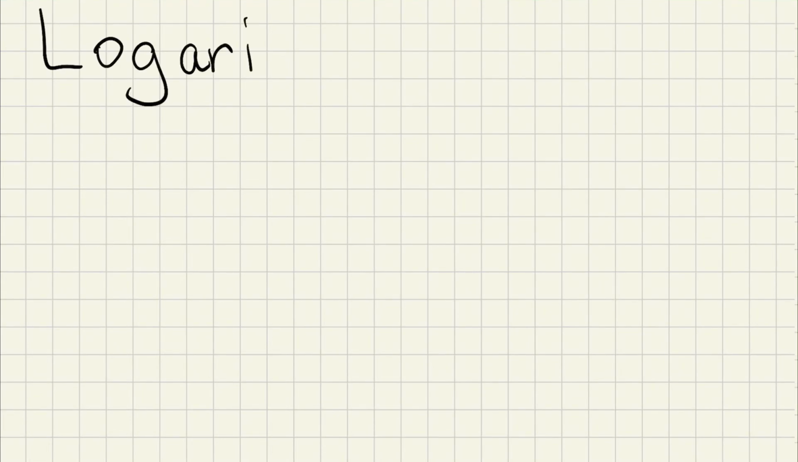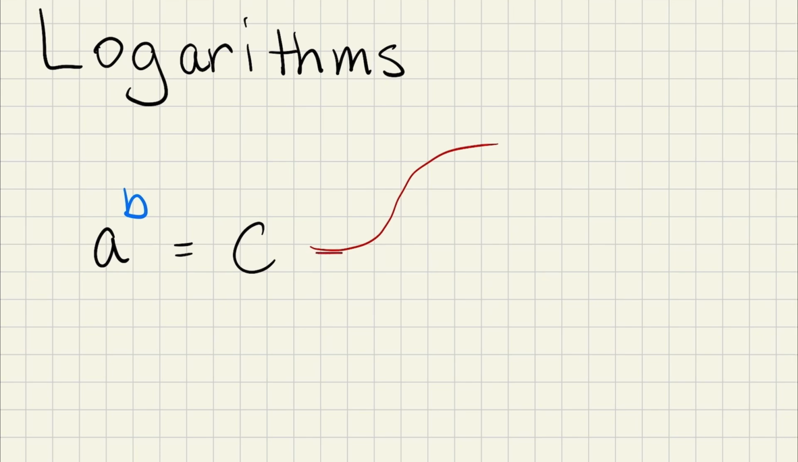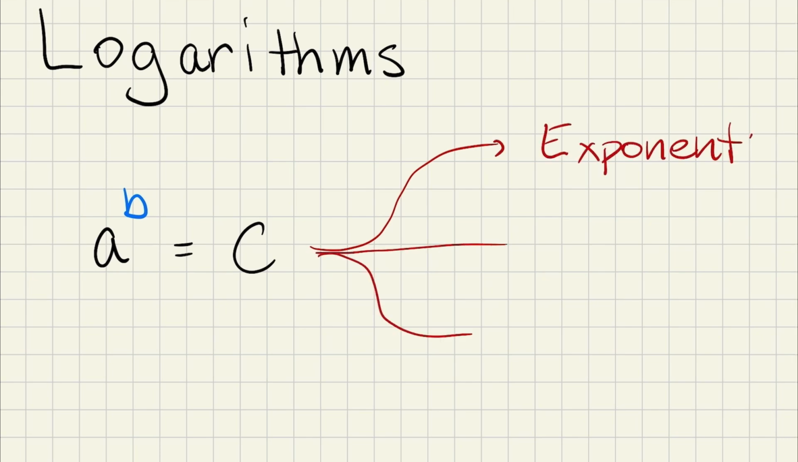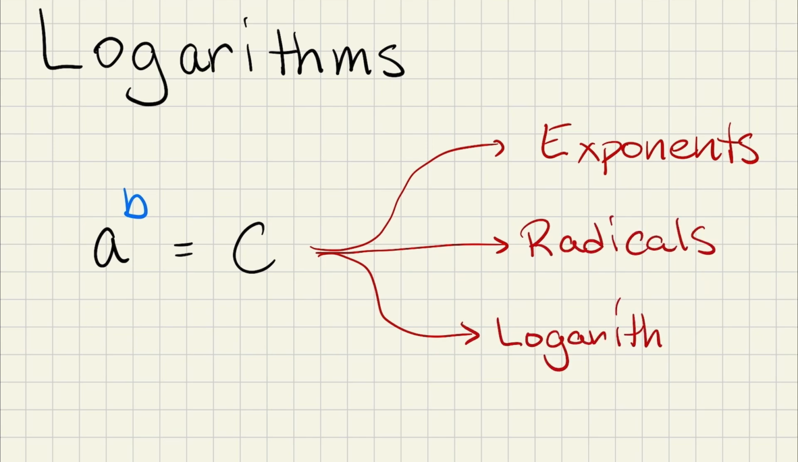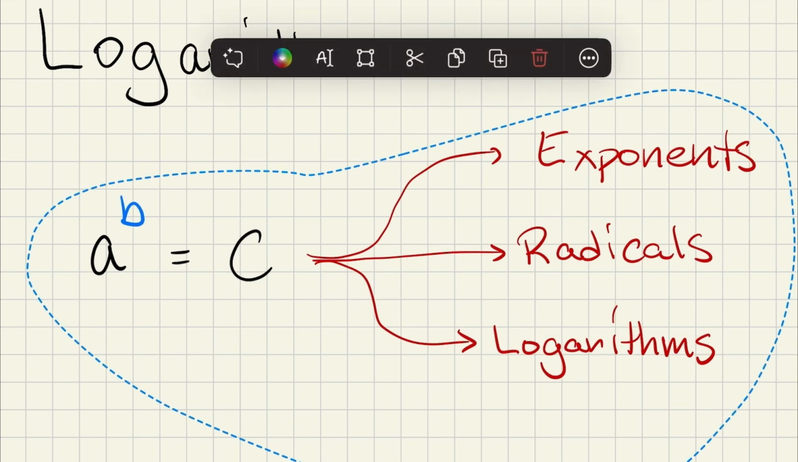Today, we're going to cover one of the most misunderstood topics in math, the logarithm. But before we dive into what the log actually is, we need to take a step back and understand this simple looking equation. A to the power of b is equal to c. It might seem basic, but it's the key to understanding exponents, roots, and logarithms all in one. Let's break them down one at a time, starting with the exponent.